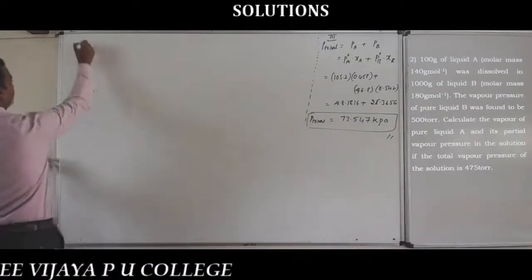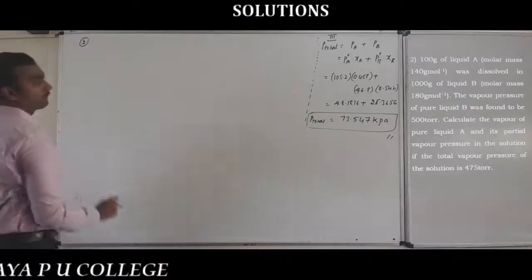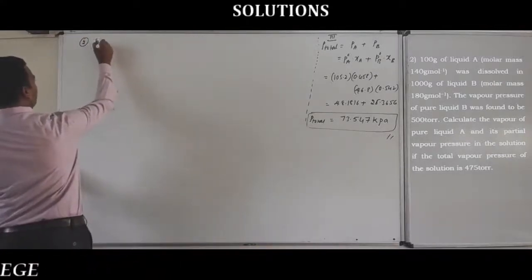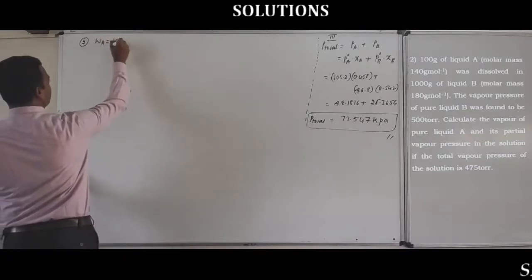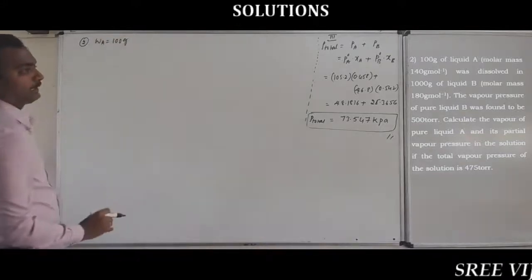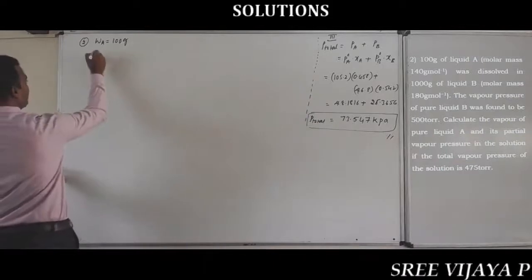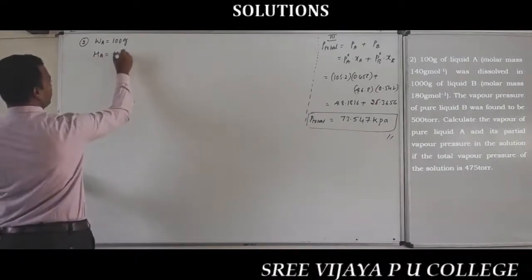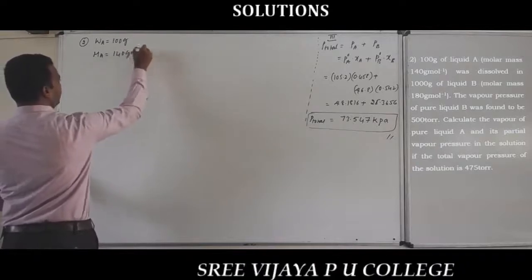So what is the data given? That is the second problem. 100 gram of liquid A is given. That is, mass of component A is equal to 100 gram, and molar mass is also given. That is, molar mass of component A is equal to how much? That is 140 gram per mole.